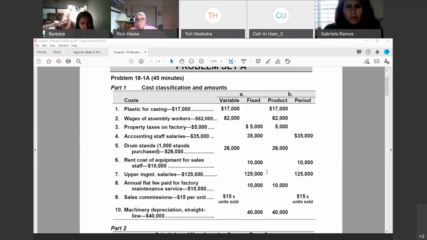Okay, so that's problem 18.1a. 18.1a gives us a definition of product and period, variable and fixed. And we know we need to know those definitions. That's the key point of your reading in chapter 18: what is the difference between variable and fixed? What is the difference between product and period? And what are examples of those different costs? Again, fixed costs are going to be there no matter what.